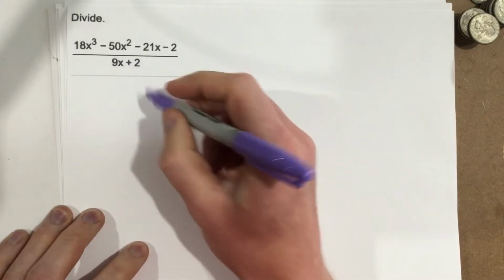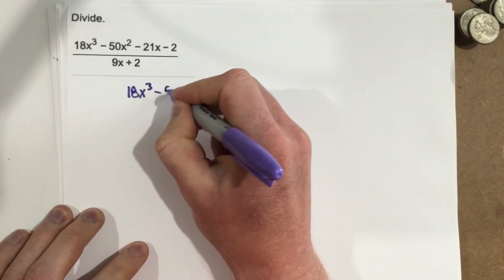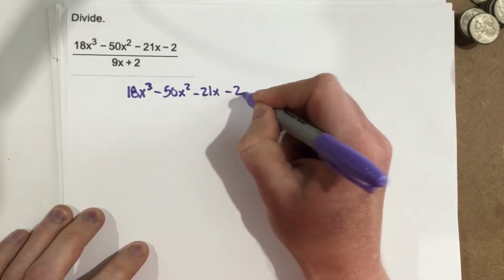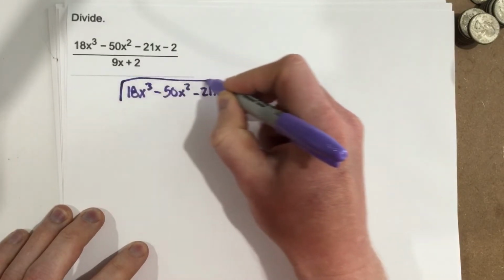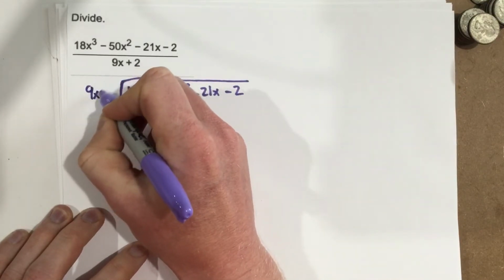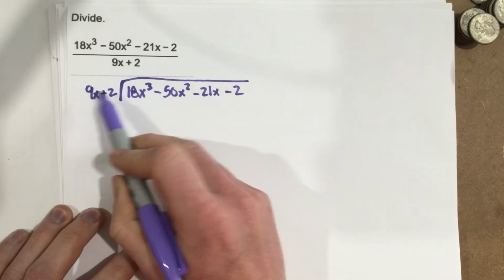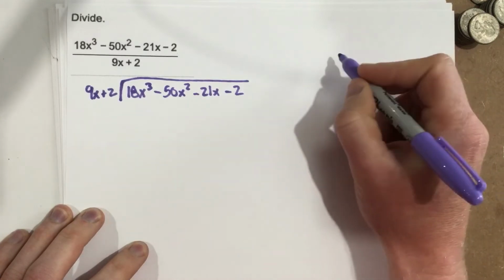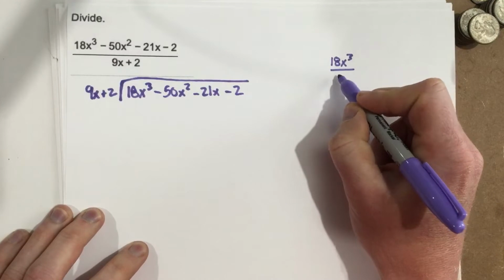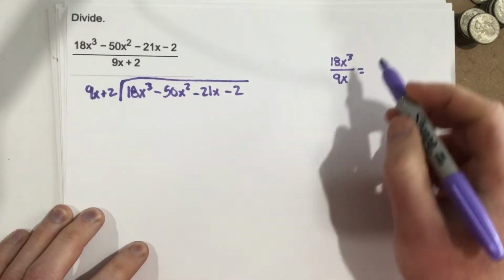this problem. So let's go ahead and start by putting 18x cubed minus 50x squared minus 21x minus 2 underneath our division sign. And we're going to divide this by 9x plus 2. So we start by looking to see how many times 9x goes into 18x cubed. Well, you can write all of these little divisions over on the right side, and it kind of helps you simplify and find your quotient there.